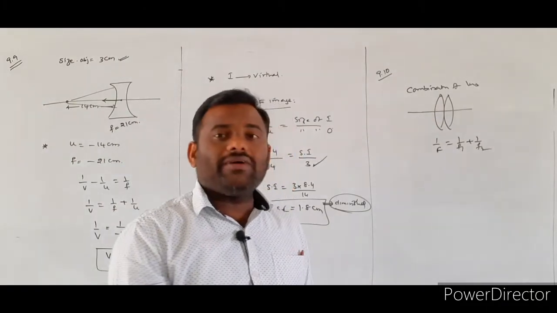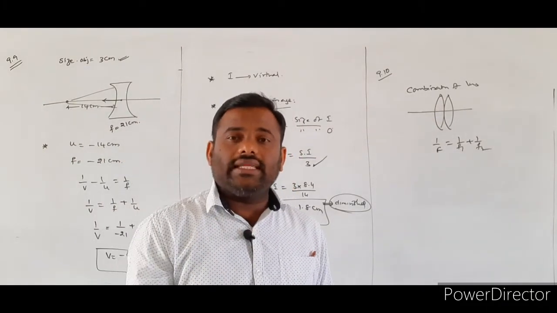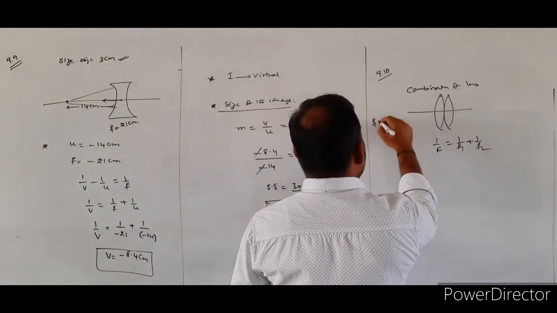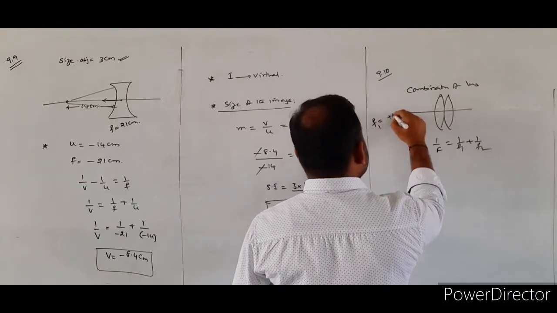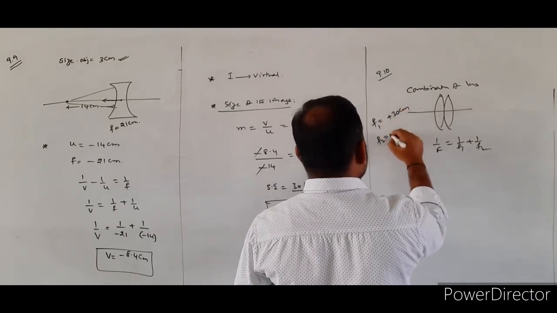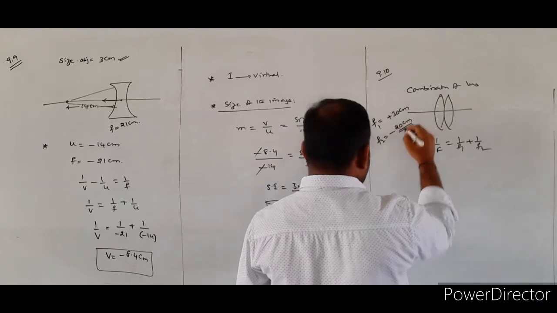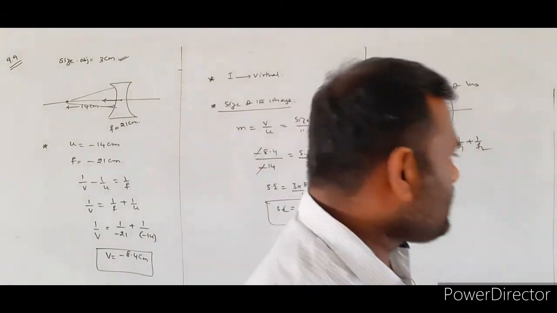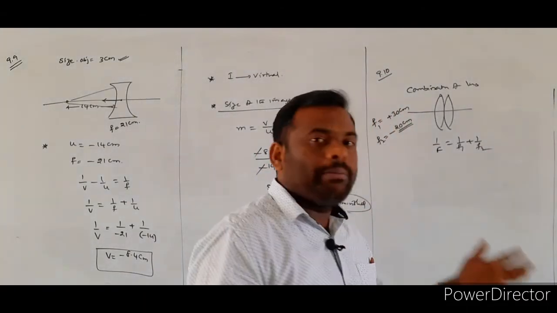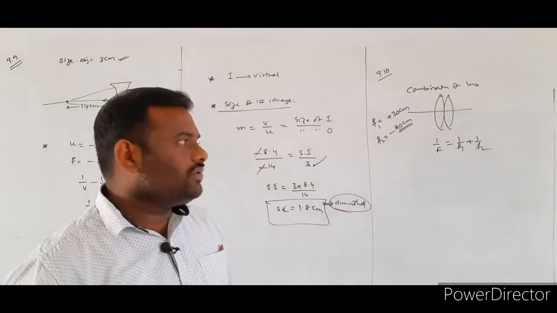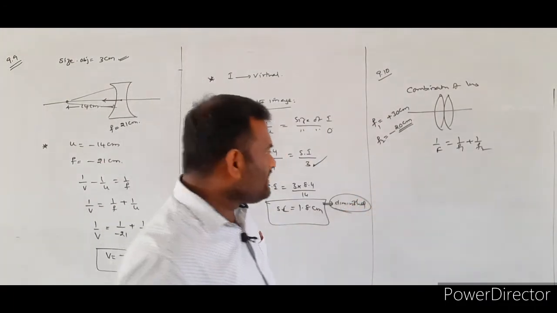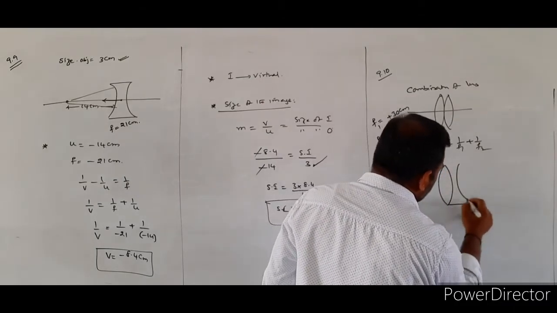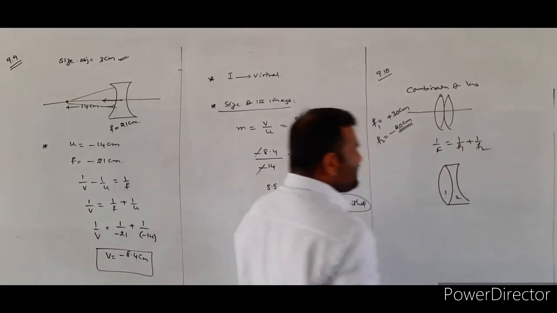But here which type of lenses are given? One of the lenses is a convex lens, another lens is a concave lens. Their focal length values: for the convex lens f1 is equal to plus 30 centimeter. For the concave lens, f2 is equal to minus 20 centimeter, because the second lens is the concave lens. They are asking, if they form a combined lens, what is its effective focal length? The first lens is a convex lens, which is in contact with the concave lens. This is the first lens, this is the second lens.